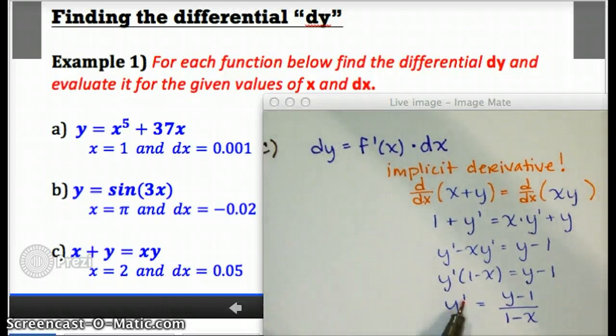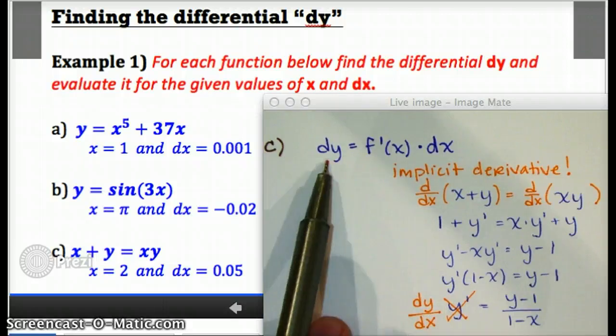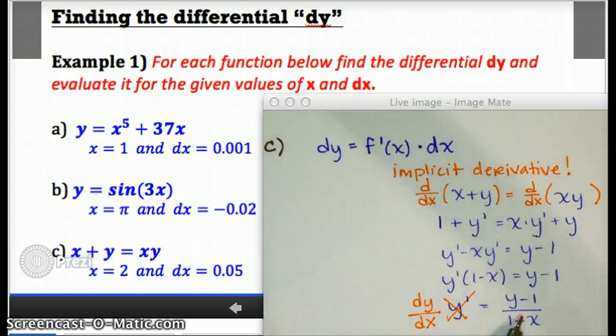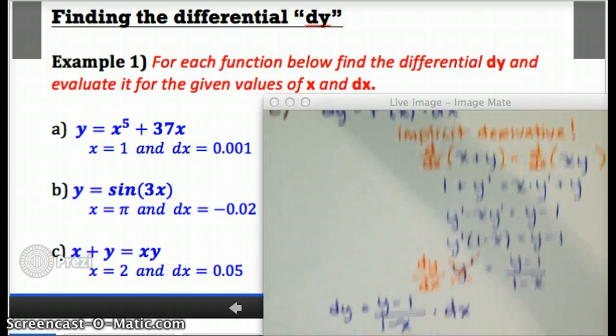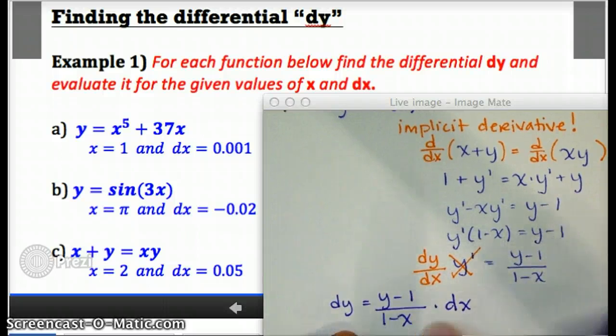Remember, y prime stands for the slope of the tangent line. This is the derivative. And the slope of a tangent line can also be written as dy/dx, because that's just Leibniz notation for derivative. So if I'm trying to get dy by itself, what could I do to both sides of this equation? Right, I could just multiply dx on both sides, effectively canceling out dx over here and moving it to that side. And that would give me my differential expression, just like that. And the only last thing I need to do is figure out what y is.